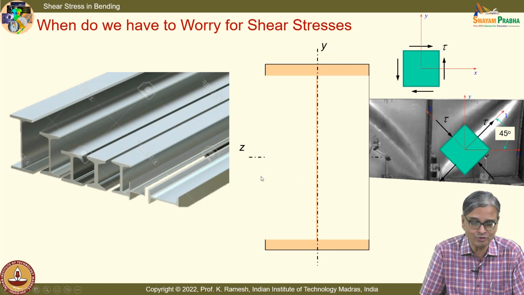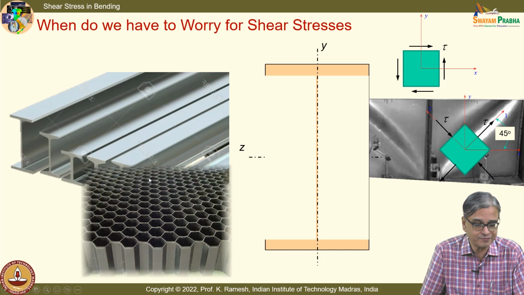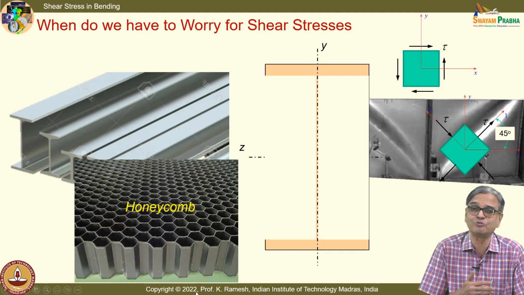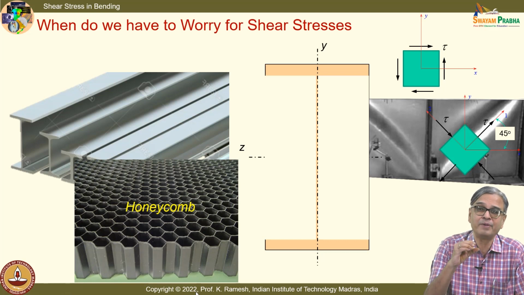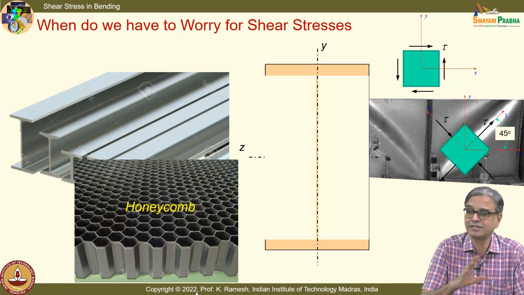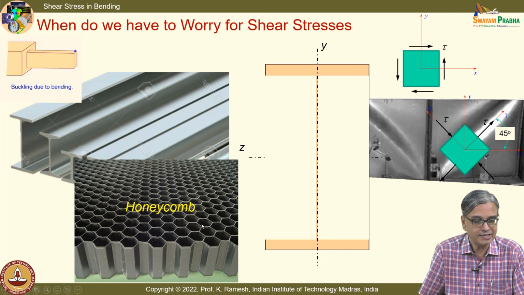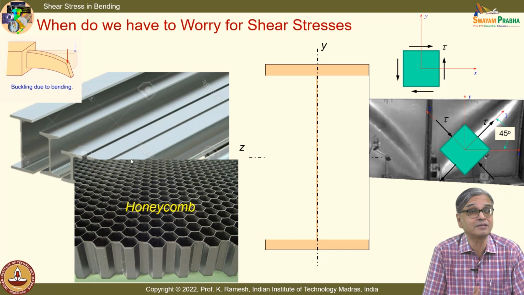So, before we go into that, you also have honeycomb structures. In all space structures, they use honeycombs to make the web portion lighter, okay, and then have the flanges, so that I will have a good inertia. That is how it is done. That is one way of practically handling this. And then even if I take a rectangular beam, because I have tension at the top and compression at the bottom, your flange also can buckle.